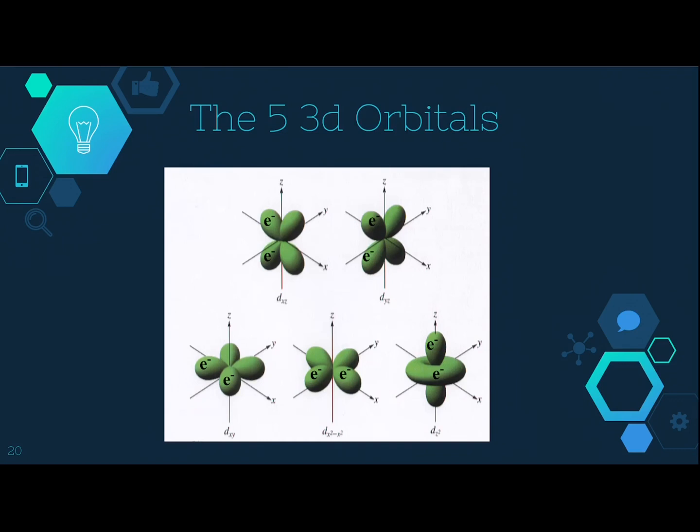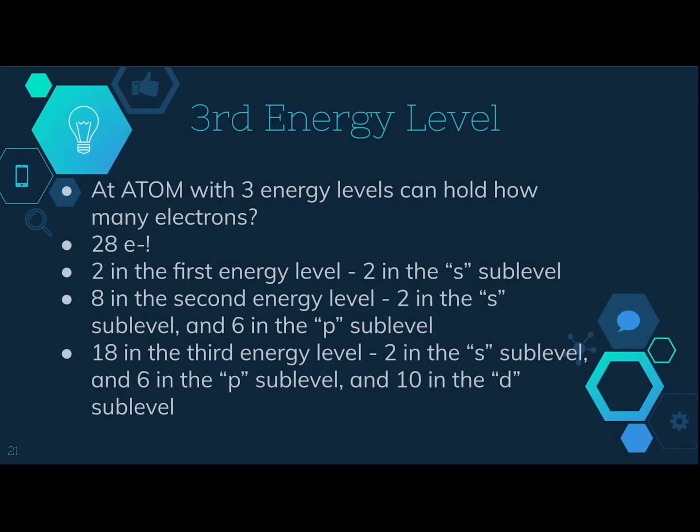Here's the shapes of those D orbitals. They all kind of look a little different. Each one can still only hold 2.